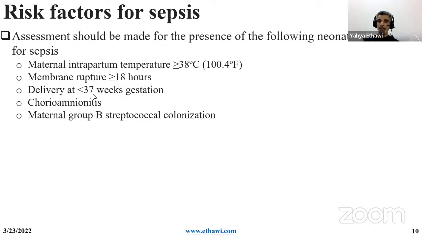If delivery is less than 37 weeks, okay, but not induced or by section. When we say less than 37, we mean there is a spontaneous labor. Signs of chorioamnionitis, whether fever or leukocytosis or tenderness or foul-smelling liquor, and positive GBS or group B streptococcus and not treated.